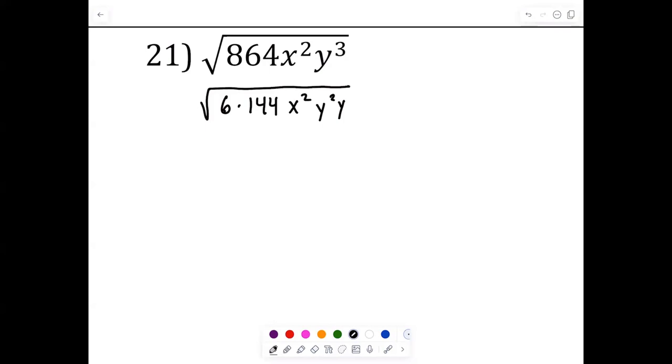All right, so I appreciate whoever knew that 864 was 6 times 144. If you didn't see that, you're just going to divide it out. And you'll see 36 times 24 also. But then you have to break that down again. So what's the square root of 144? 12. What's the square root of x squared? What's the square root of y squared? And what's left behind? 6y. Nice. All right, here we go.